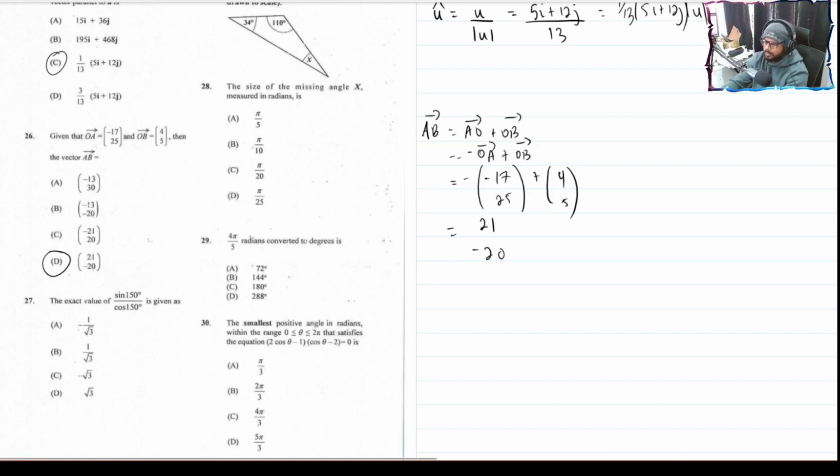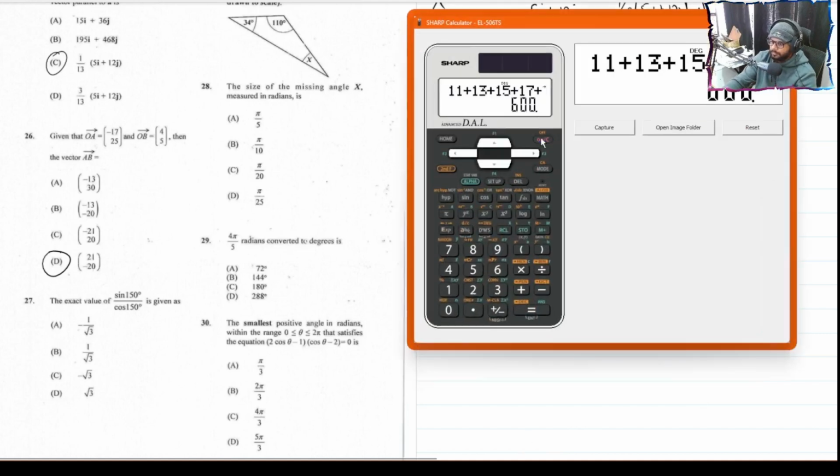Number 27, the exact value of sine 150 over cos 150 is given as. So to make life real easy, instead of going through the compound angle formula and expanding it out, let me be cheap. Let me go on the calculator. What is sine of 150 divided by cosine of 150?